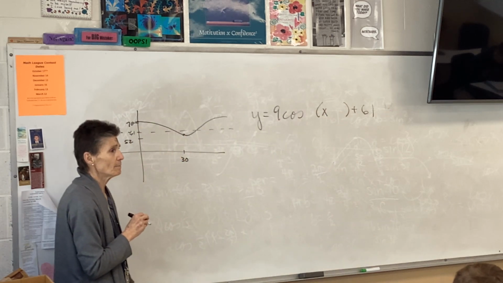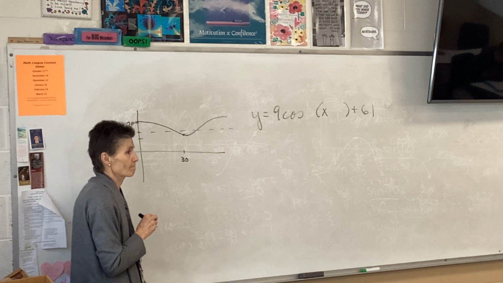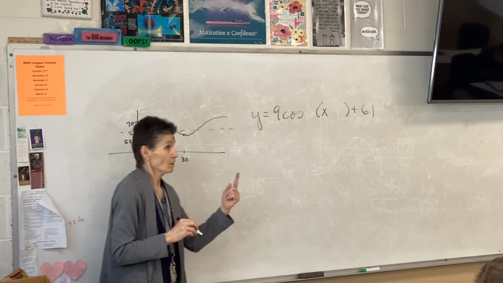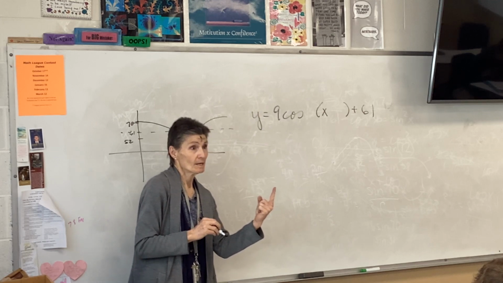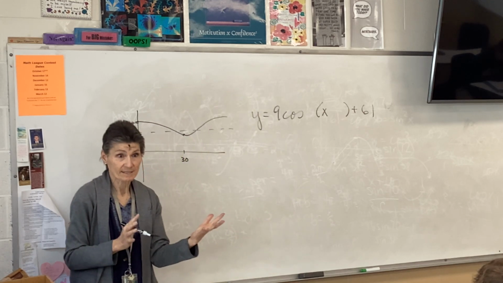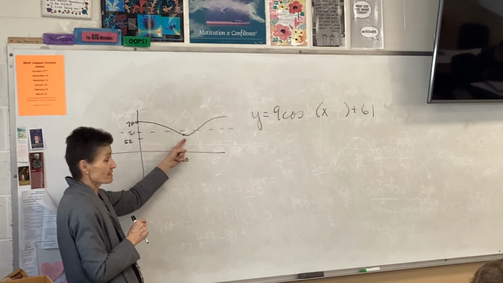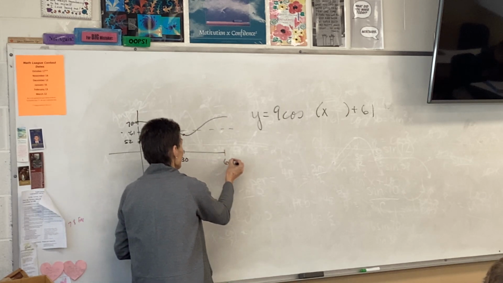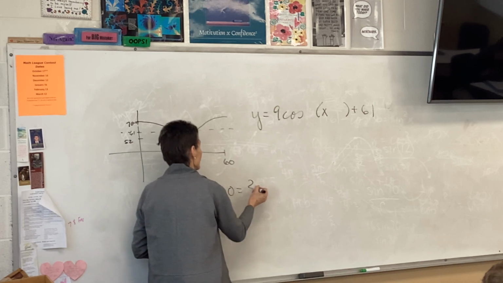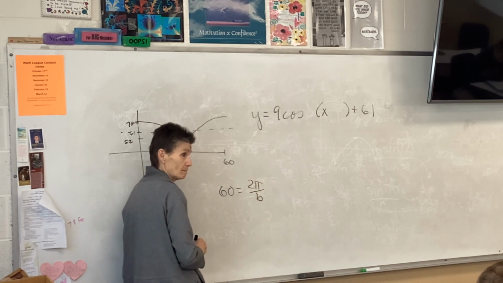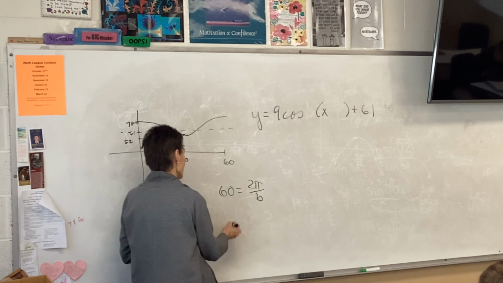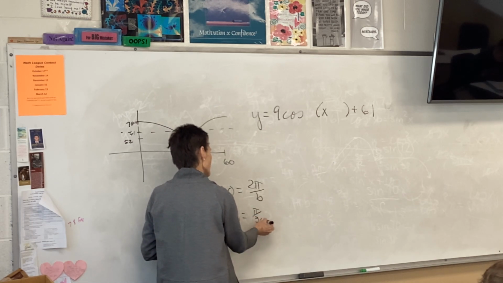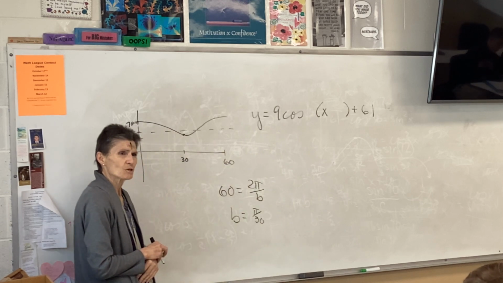Do we know the period? First of all, it's a clock, and we're talking about the minute hand. So the period's going to be 60. And that makes sense, doesn't it? Because this is half a period. So the period's 60, which means 2 pi divided by b would be 60. So are you getting pi over 30 as your b?